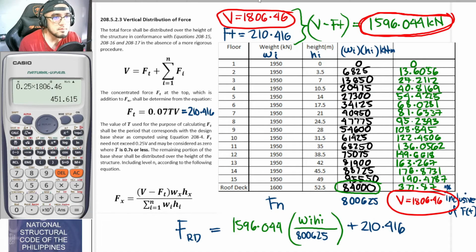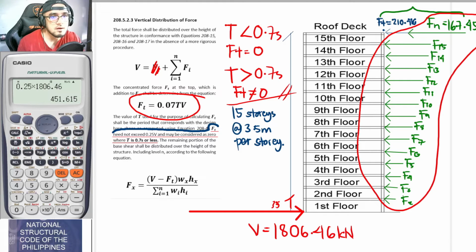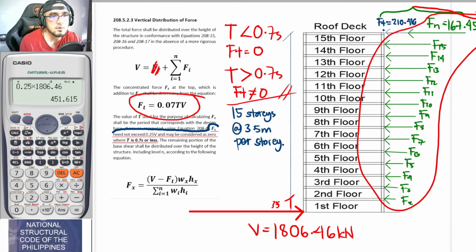So there. And by graphically representing it, it would now look like this. So this is now the value for your Ft, whereas that is the value of 0.07TV. And as for these green ones here, these are these values. But take note that the value that I have solved for here, which is 377.87, is already the combination of both of these, or Ft equal to 210.416 plus 167.65. Okay, so that is it for today's video lecture. And study well.